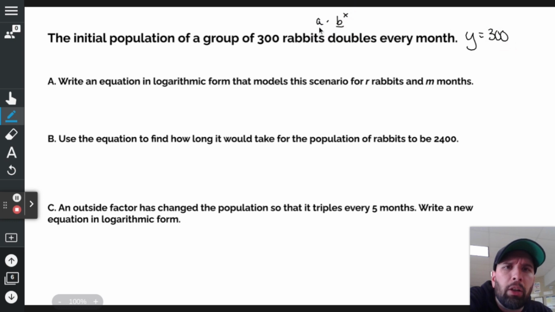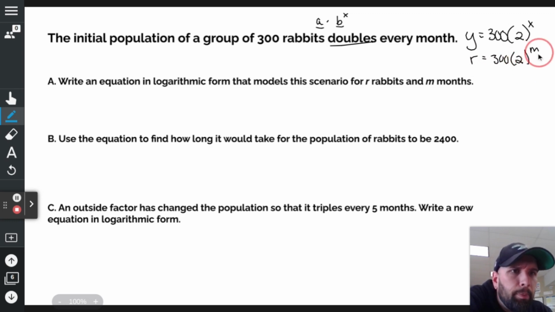So that's your common ratio. That's what you start out with. A is what you start out with, so that's 300. My common ratio is doubles, which means 2 to the x power. That's not what they want. Also, they want me to say r, and by they, I mean me, because I made this problem up. 2 to the m.